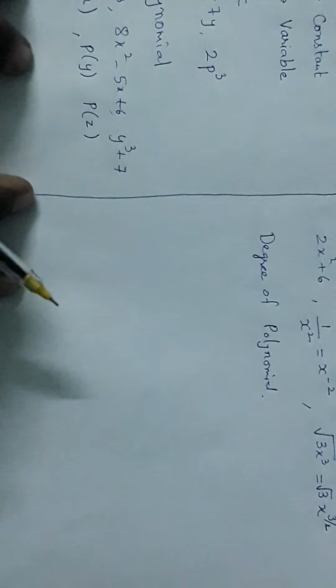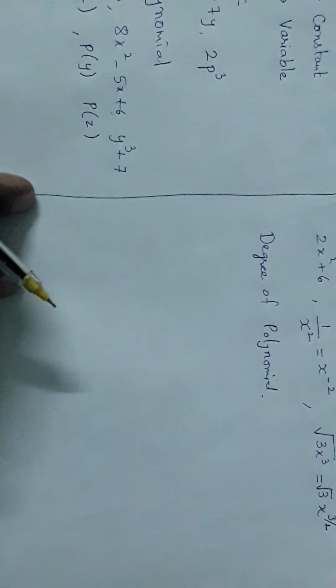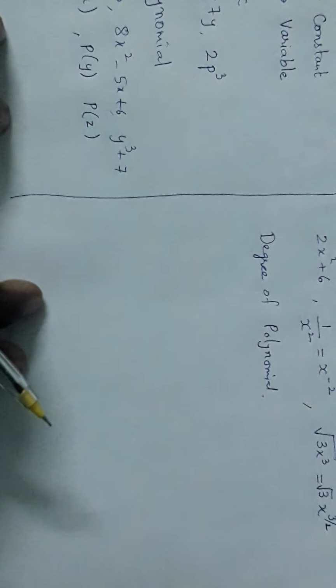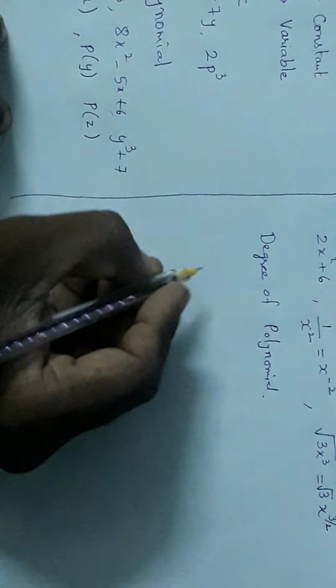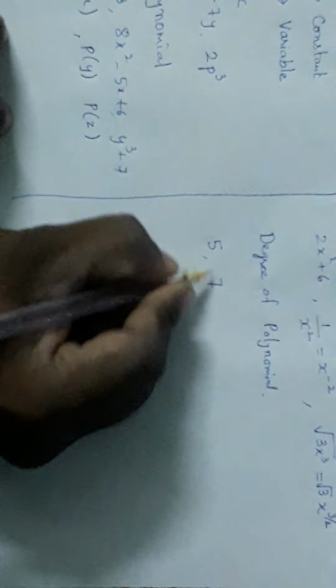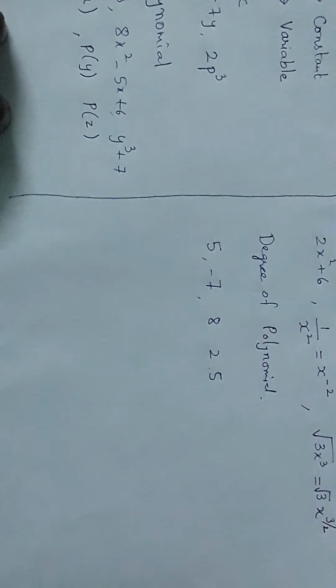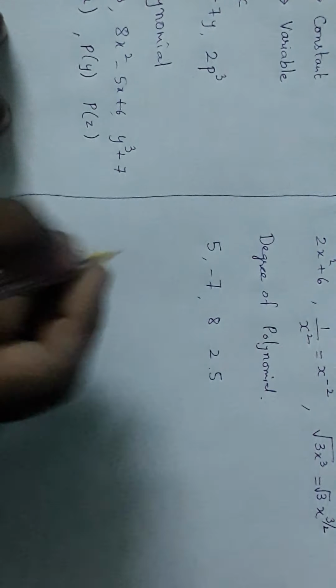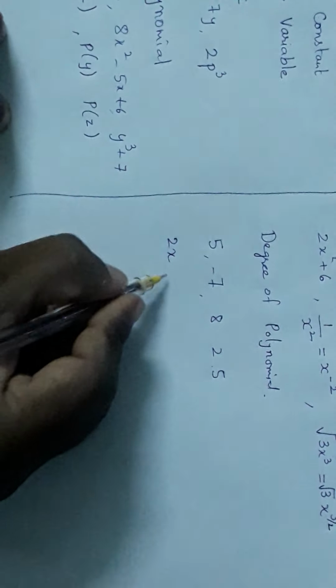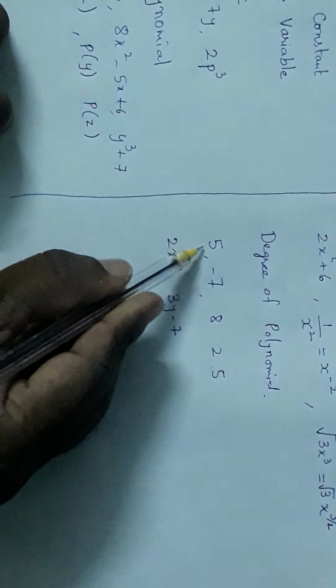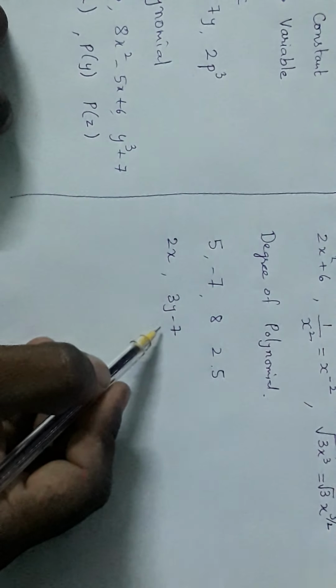Now based on the degree, polynomials are classified into categories. Here is what you are going to learn. A polynomial of degree 0 is called a constant polynomial. If I write only a constant number like 5, -7, 8, 2.5, these are all constant polynomials. If I write a polynomial of degree 1, like 2x, 3y minus 7, these are called linear polynomials.